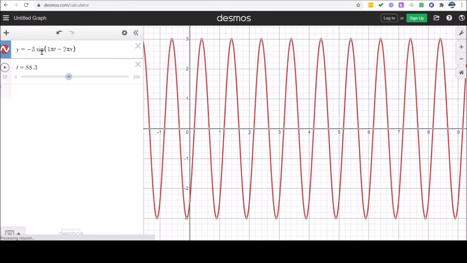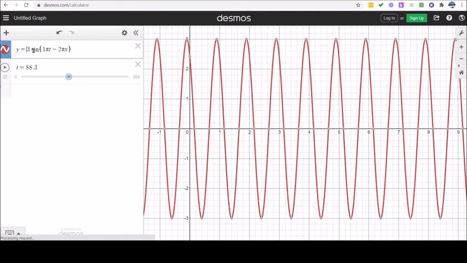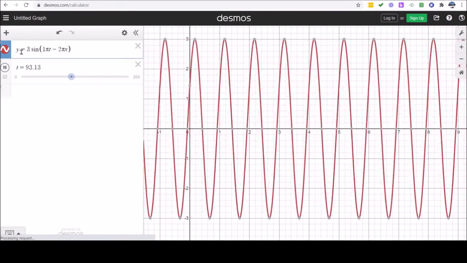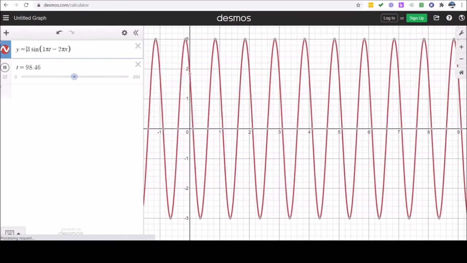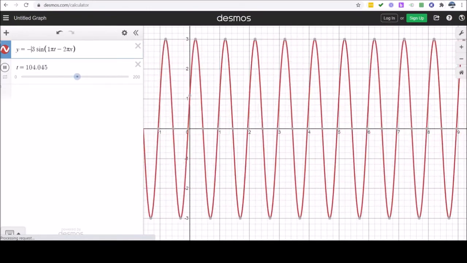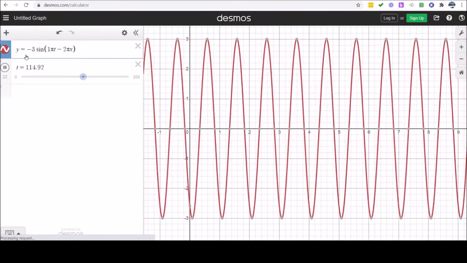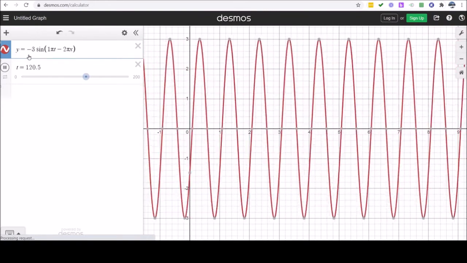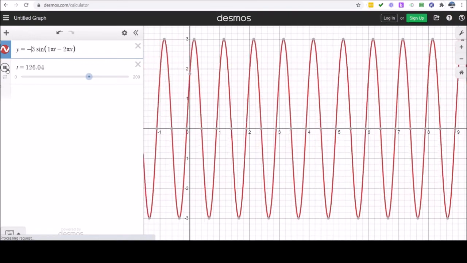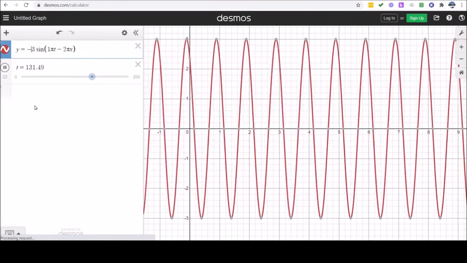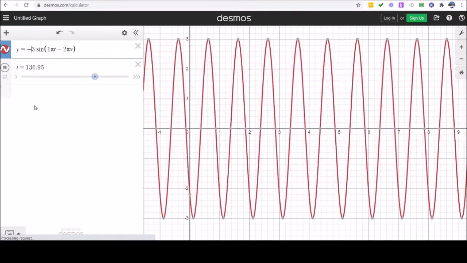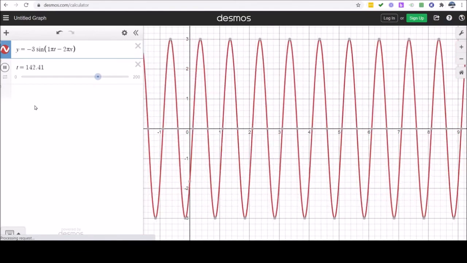Okay, if you are curious whether this negative 3 here will change the direction, let's try it out. If we change this to just 3, then you see it's still moving to the right. If I change it to negative, it will still continue to move to the right. So the sign in front of the amplitude doesn't change the direction of propagation of the wave. So that's what this tries to say: positive to the left, negative to the right.